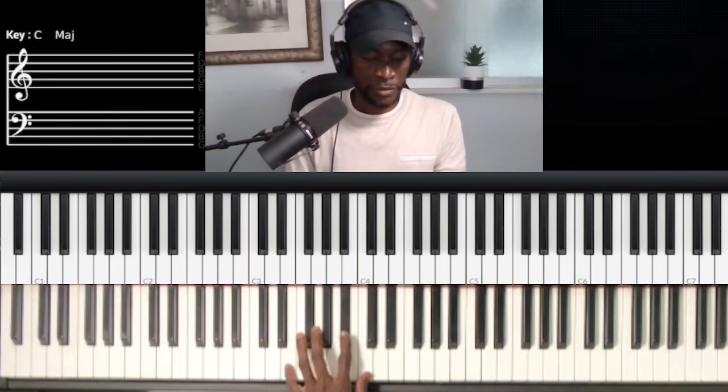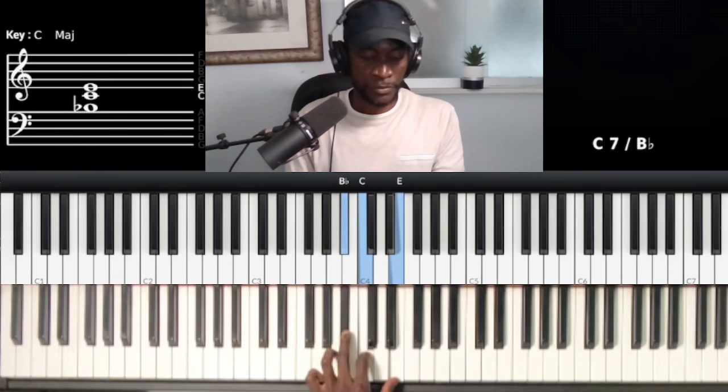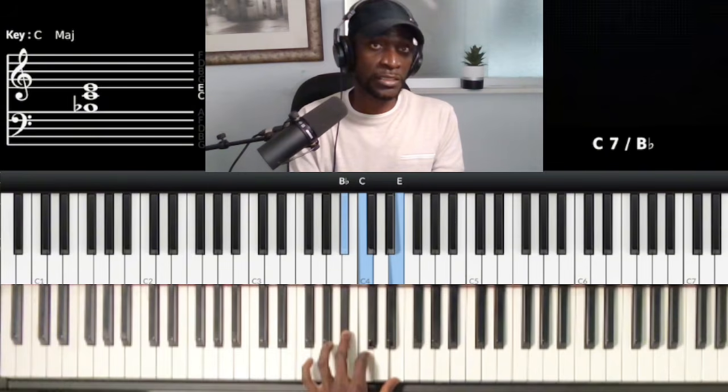We can also do this too. It's the same chord, we just invert it. I'm talking to intermediate gospel musicians, not beginners.